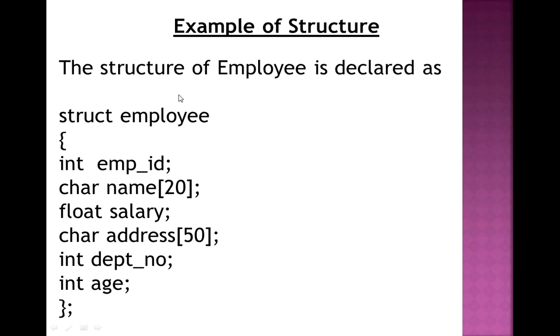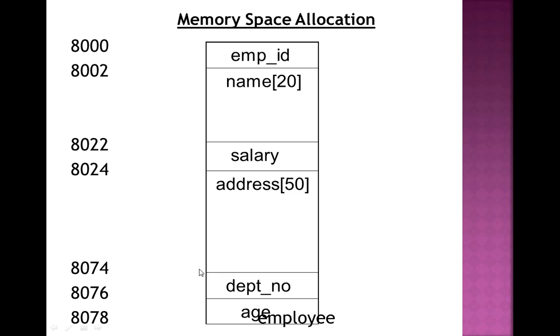This is the example, struct employee. So struct is your keyword and employee is your structure name. Then int employee ID. Then char name[20], there are a total of 20 characters. Float salary, char address, int department number, int age, then the closing curly brace and a semicolon.